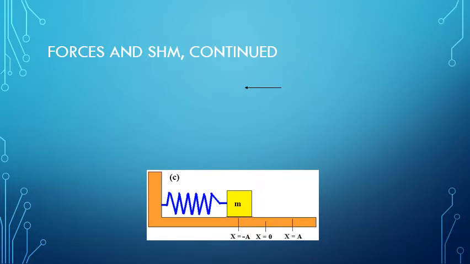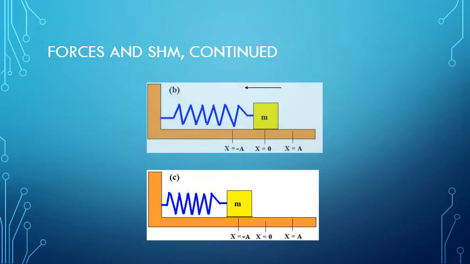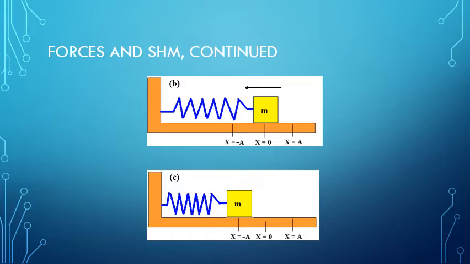Now, if we look at picture B and C, you can see in picture B, it's actually moving to the left as it goes from right to left. And in picture C, it is all the way to the left. That's the farthest to the left it's going to go.